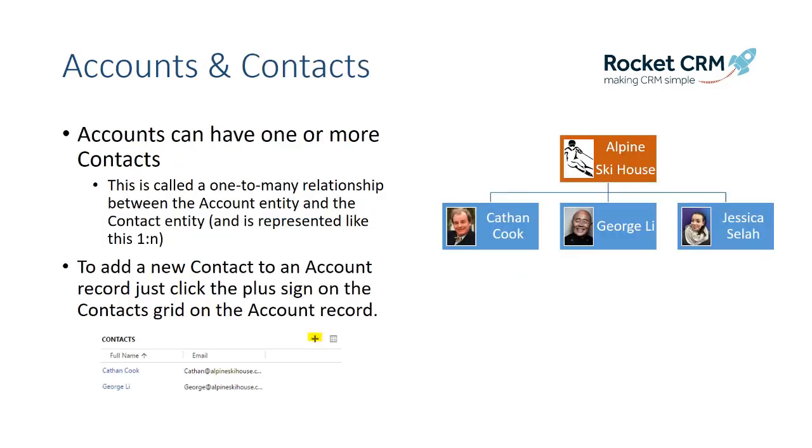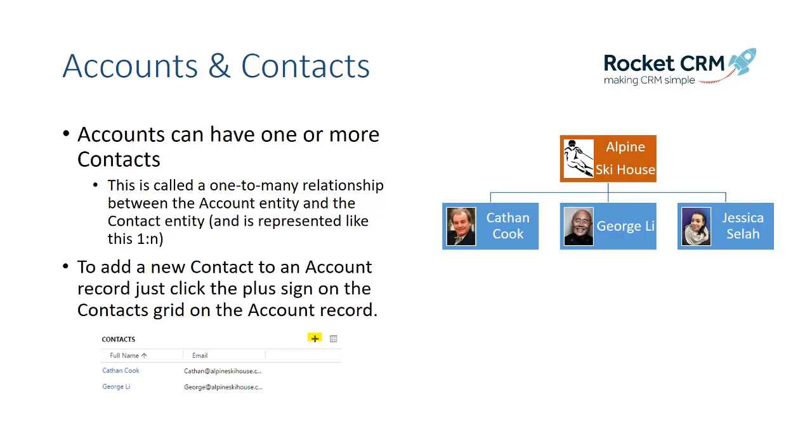So, how does that work? Accounts and contacts. So, accounts can have more than one contact. This is called a one-to-many relationship. So, in the world of databases or CRM, you'll often come across that terminology, one-to-many relationship. Basically, it means one account, lots of contacts, or one contact, lots of phone calls, that kind of thing. And it's represented in a diagrammatical way with that one, a colon, and a little n, that n representing any number.